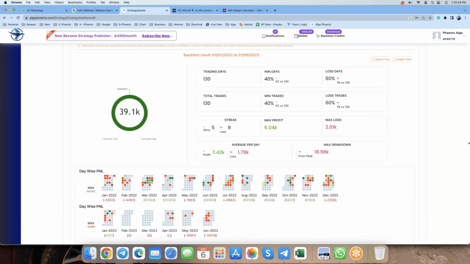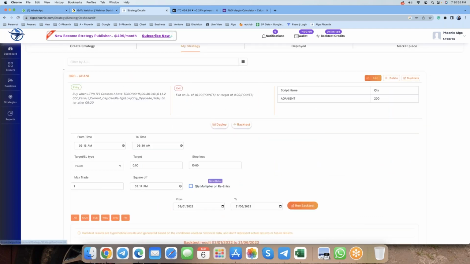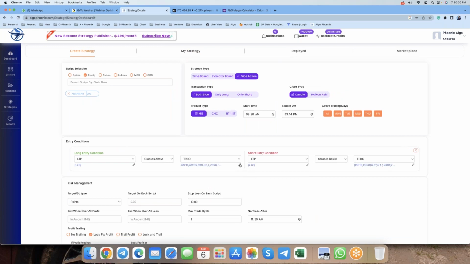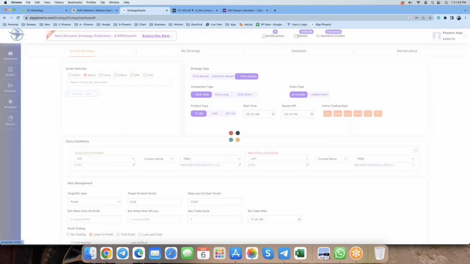No, it is not favorable. On most days the stop loss is hitting and profits are going down. So now let me go back and edit the stop loss to 3,000. I can take that risk in a day.